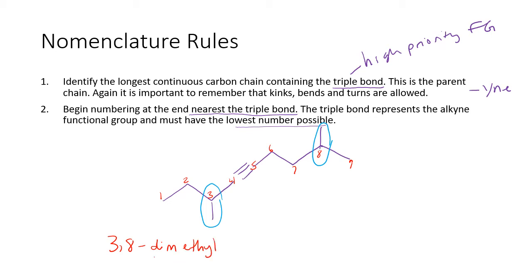dimethyl. Don't forget to include di out front. And also recall that you don't use di, tri, tetra for ABC order. We would still go by methyl if we had multiple substituents. And then next we indicate the position of the triple bond. So in this case, the position of the triple bond is at carbon number 4.